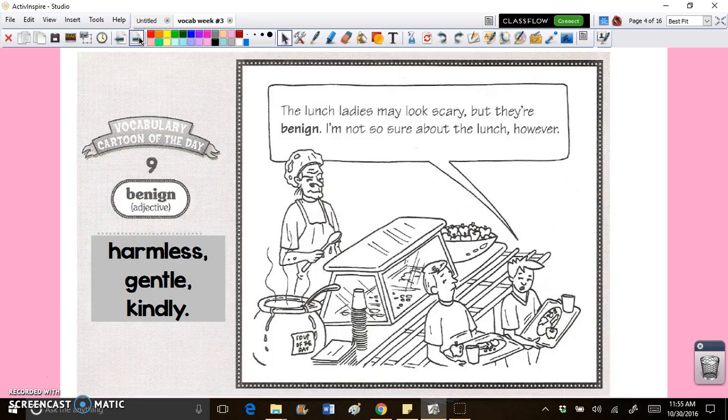All right, so let's start with benign. Benign is an adjective, which means it is used to describe nouns. When you describe something or someone as benign, you're saying they're harmless, gentle, kindly. The lunch ladies may look scary, but they're benign. I'm not so sure about the lunch, however. So the lunch lady looks scary, but she's actually harmless or gentle or kind.